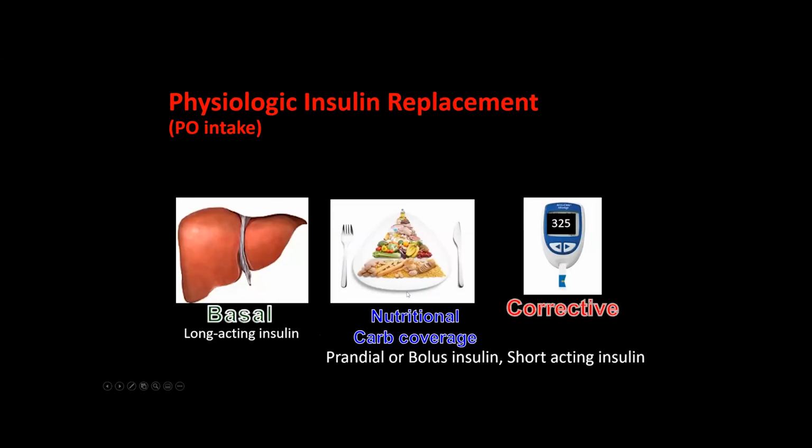So this is how we give a physiological insulin replacement for somebody who's eating regularly, with PO intake. This is a basal insulin. Here you can take a look at it. This is the insulin to cover the body making the sugar.